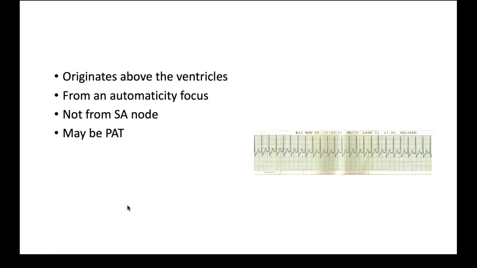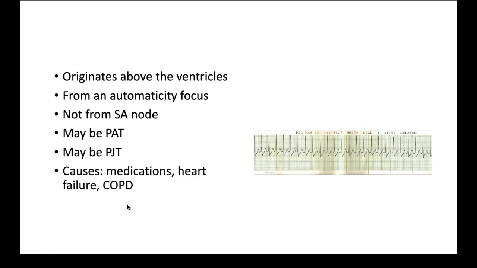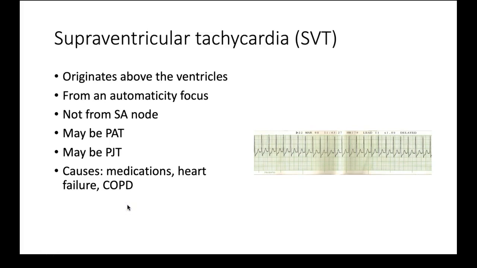So this could be premature atrial tach. This could be premature junctional tach. We don't really know. It's going so fast that we can't even determine. So we call this a general term of supraventricular, above the ventricles, tachycardia. And again, this can be caused from COPD, someone with heart failure, and there's medications that can induce this as well.